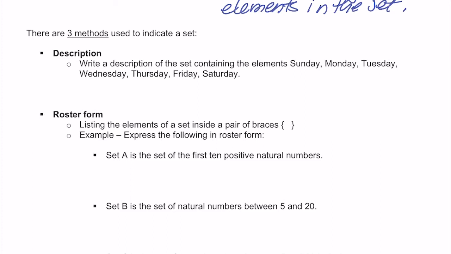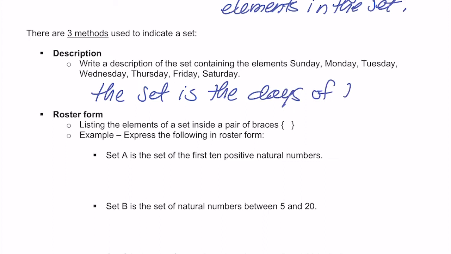The first one, for a description, if you were given a set and you had the days Sunday all the way through Saturday, if you were asked to describe that set, we would know that that's just the days of the week. In roster form, we're going to list the elements, and we're going to use this notation, these squiggly little notations that are called braces, and we're going to place the set inside the braces, and we're going to have commas after each of the elements.